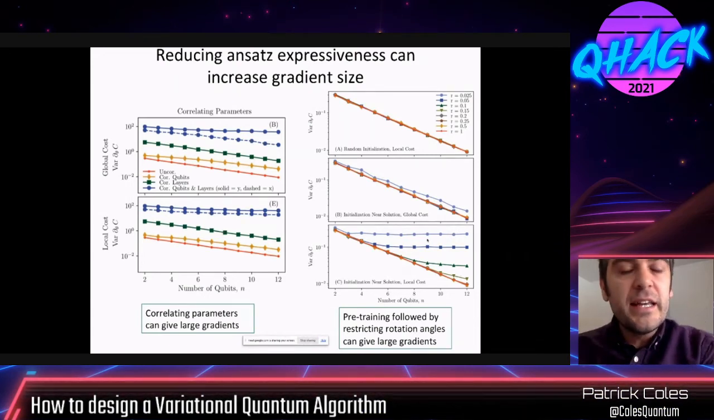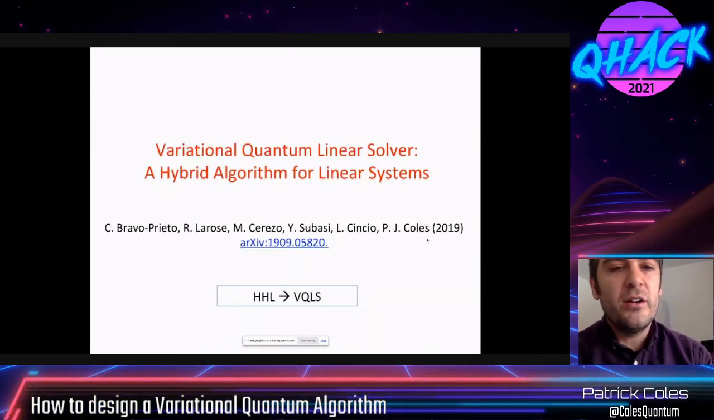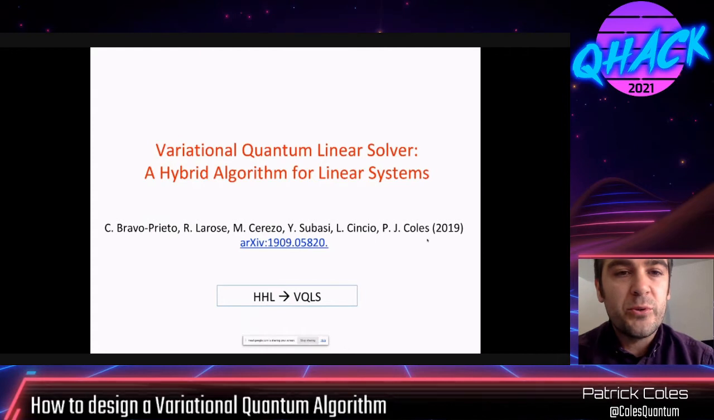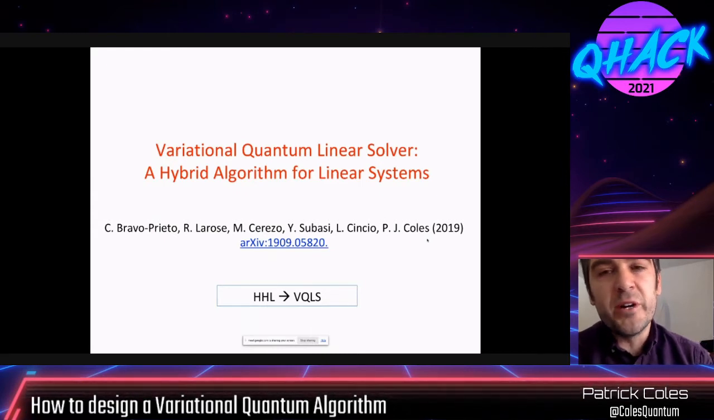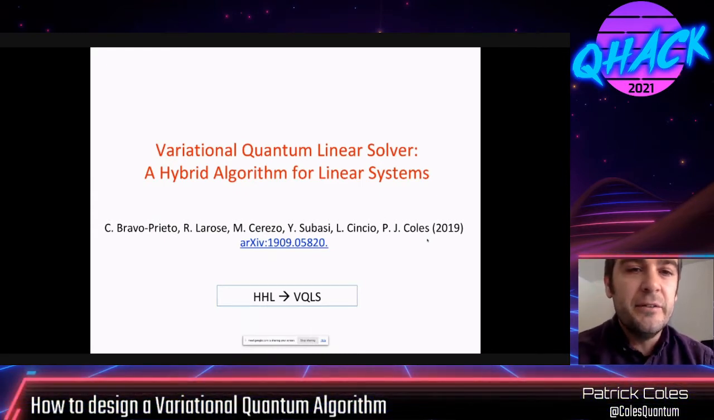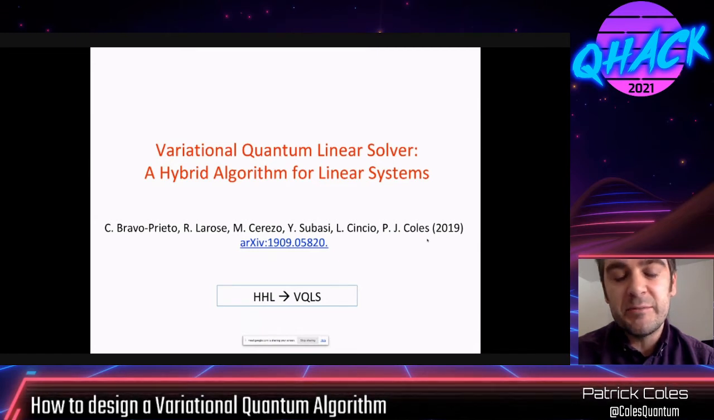Okay, so finally, there's one last topic that I want to talk about, and that's our other variational quantum algorithm for solving linear systems of equations. I wanted to highlight this because this is maybe an even more interesting application of variational quantum algorithms. Obviously, linear systems have wide application in engineering, science, and machine learning. So I think there's a lot of interest in solving linear systems of equations.